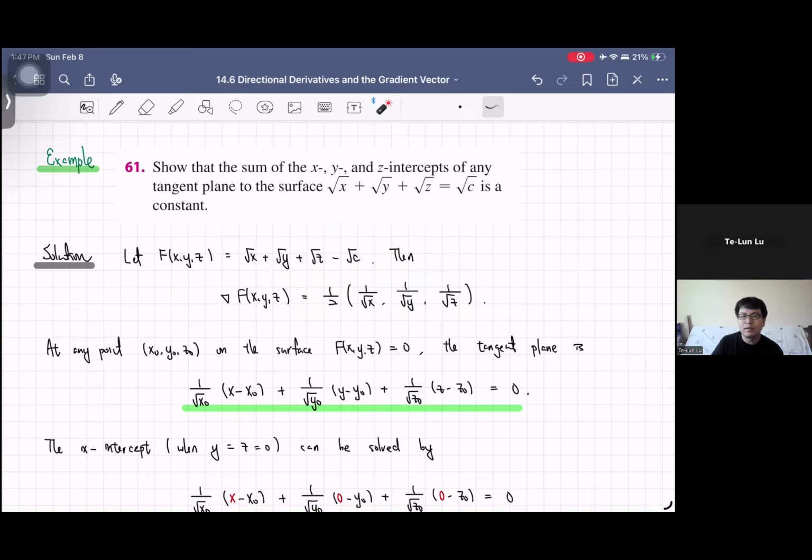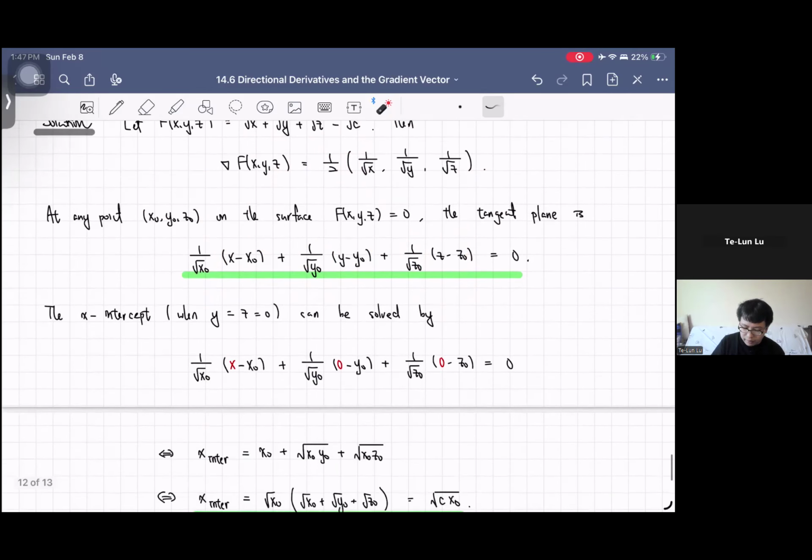So now we can compute the tangent plane of the surface at any point x naught, y naught, z naught being on the surface. And that is simply the dot product between the gradient vector (I omit the half because it is not really important, it is up to a scaling) and x minus x naught, y minus y naught, and z minus z naught, right?